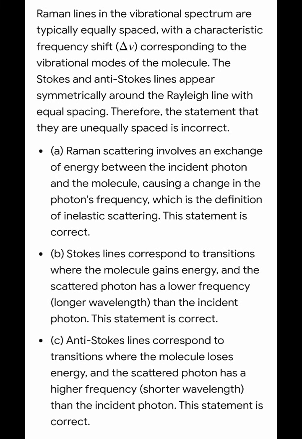Then option B, the Stokes line corresponds to the transition where the molecule gains energy and the scattered photon has a lower frequency than the incident photon. So this statement is also correct. Then option C, anti-Stokes lines correspond to the transition where the molecule loses energy and the scattered photon has a higher frequency than the incident photon. So this statement is also correct. So here the incorrect statement is option D.